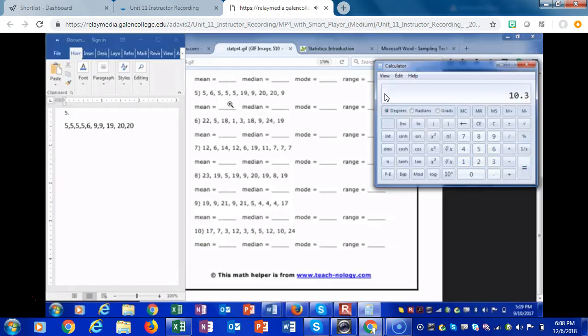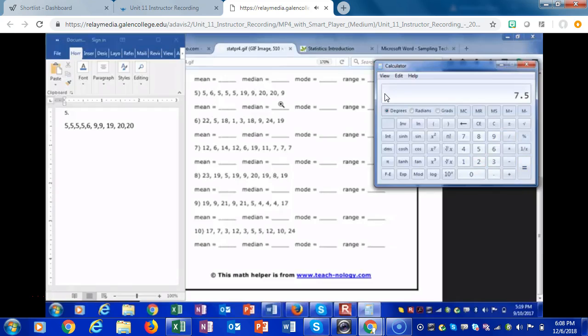The median, since we got 10 numbers, should be the average between the 5th and 6th number. So for the median, let's see, numbers 4, 5, 6. So the average is between 6 and 9. So 6 plus 9 is 15. If you divide that by 2, you get 7.5. So in this area, it's 7.5 for your median.